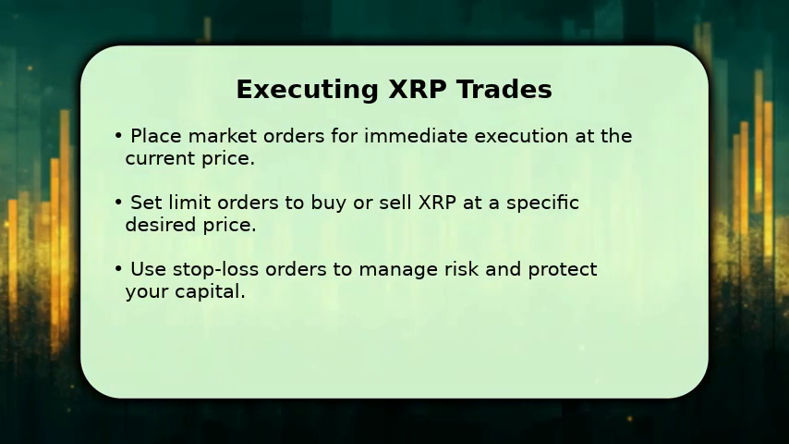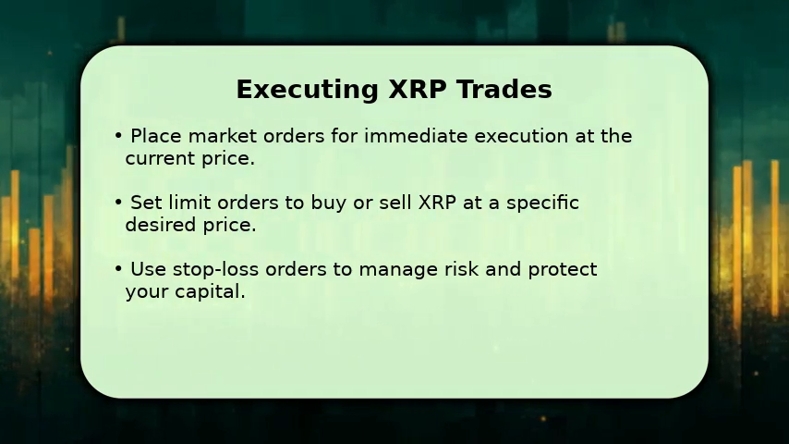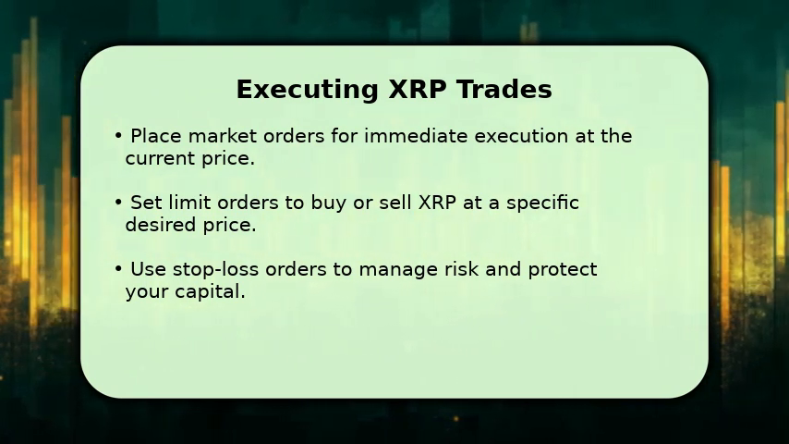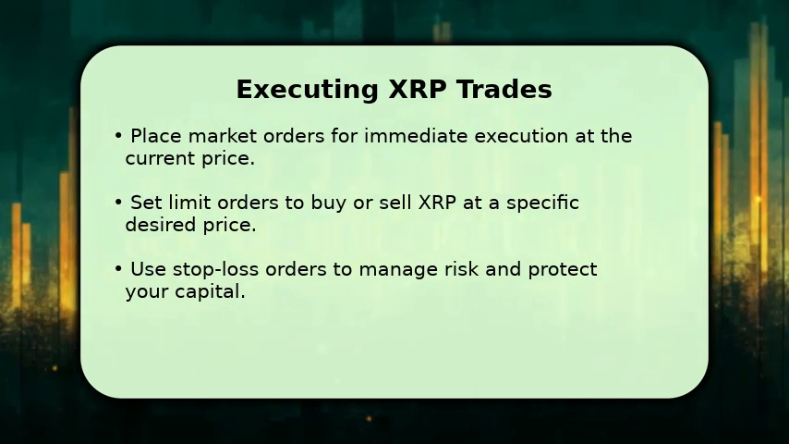When you are ready to trade, you have a few options for order types. A market order will execute immediately at the best available current price. If you prefer to buy or sell XRP at a specific price, a limit order is your best choice.